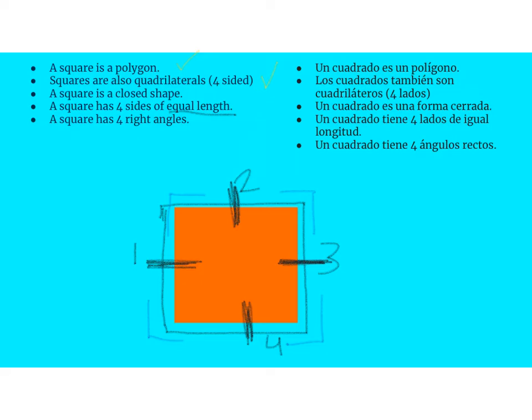So our traits that are going to set it apart from some of the other quadrilaterals that we've learned about this week would be that all 4 sides are equal in length, like a rhombus, but also it has to have 4 right angles. A rhombus doesn't necessarily have to have right angles.